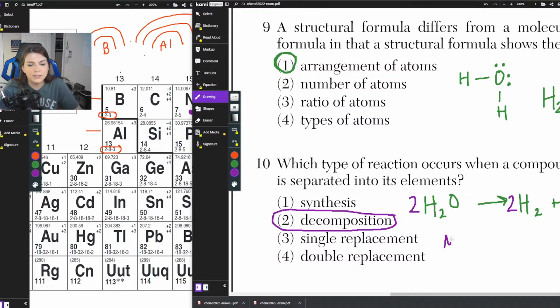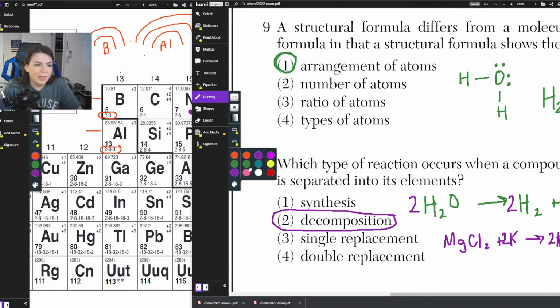So we would have, let's say, magnesium chloride and potassium. And then the potassium is able to kick out the magnesium and says, hey, that chlorine belongs to me now. So it would be 2 KCl and a magnesium. And I would need a 2 right there. Sorry, this keyboard stinks. Anybody else hate it?